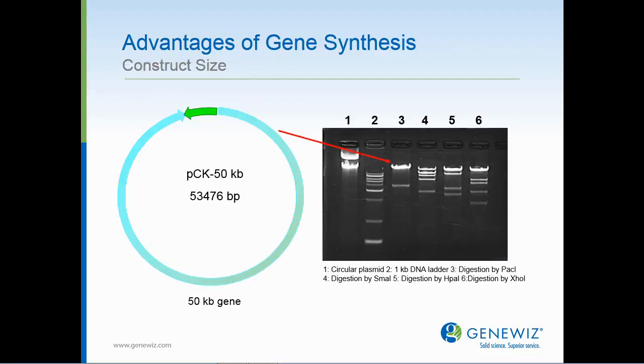Another example of an advantage is the creation of relatively limitless construct sizes. As shown here, even constructs up to 50 kilobases can be created these days. Again, application of QC methods previously mentioned, as shown here in the image to the right, restriction digestion analysis, can be used to effectively confirm successful construct generation.